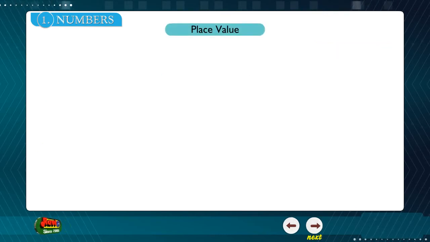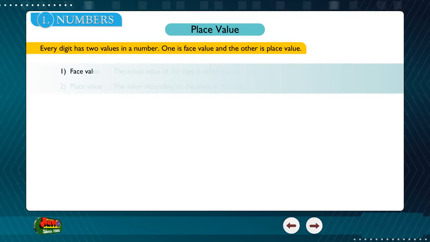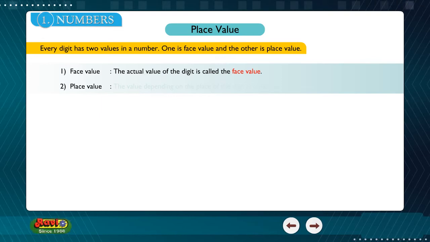2. Place value. Every digit has 2 values in a number. One is face value and the other is place value. 1. Face value. The actual value of the digit is called the face value. 2. Place value. The value depending on the place of the digit is called the place value.